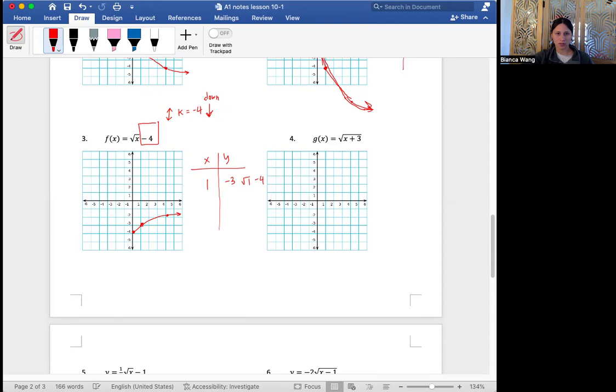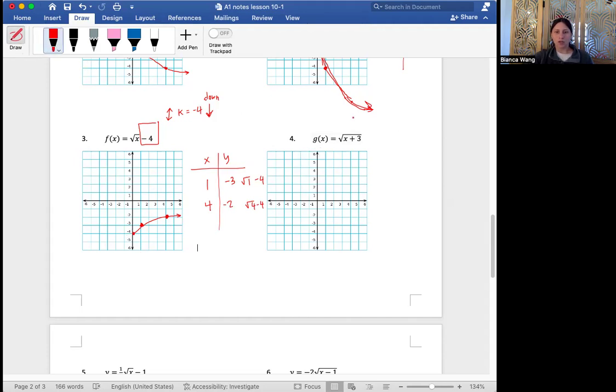1 and negative 3. Let's try 4. So this would be square root of 4 minus 4, which would be 2 minus 4. That would be negative 2. And so I have 4, negative 2. And I need to move that down, just shift it down a tiny bit. I think I am shifted off a little bit. I think that's better. So that is my curve. I just had to move it down 4.